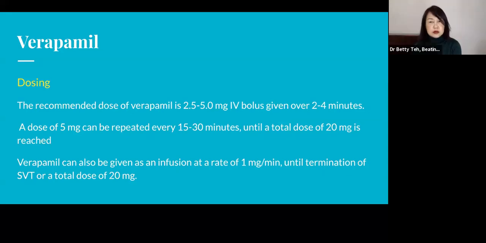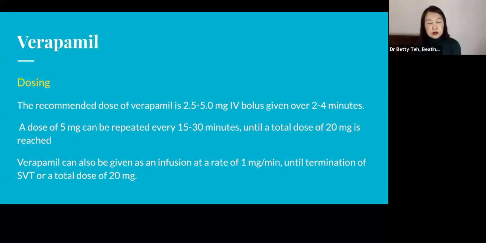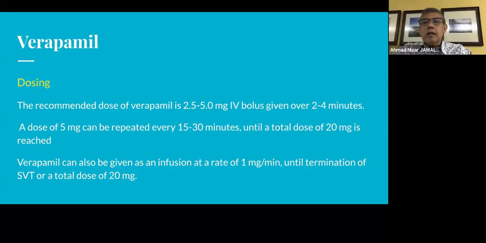Now, the better way of giving IV verapamil is through an infusion. So you give an infusion at a rate of 1 milligram per minute until termination, then you stop the infusion, or until the total dose of 20 milligrams is reached. So that's a lot better, a lot safer actually, rather than giving bolus doses.